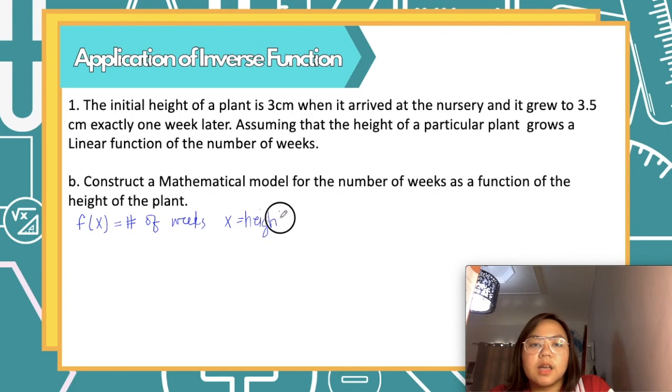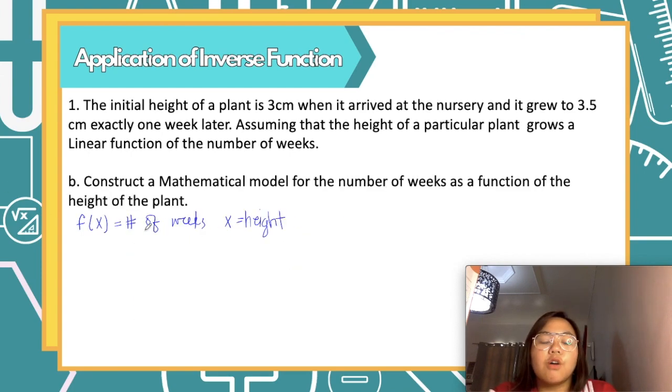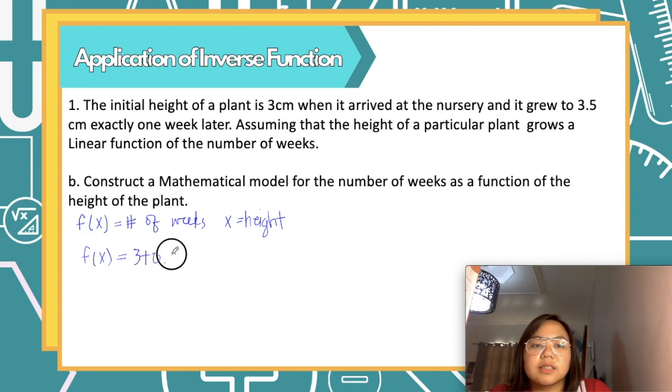Okay? Now notice that in the previous item in letter A, our f of x is height and x is the number of weeks. But for letter B, f of x here becomes the number of weeks and x becomes the height. So nagkabaliktad yung f of x at x in letter B. So if that's the case, to solve for letter B, we just have to get the inverse of letter A. Okay, so the function that we got in letter A is f of x is equal to 3 plus 0.5x.